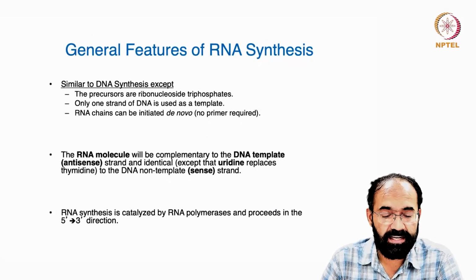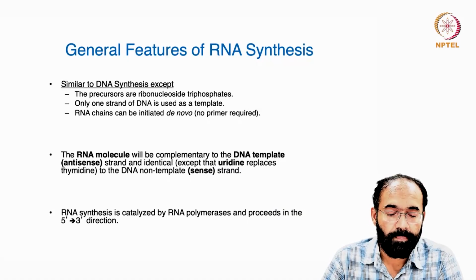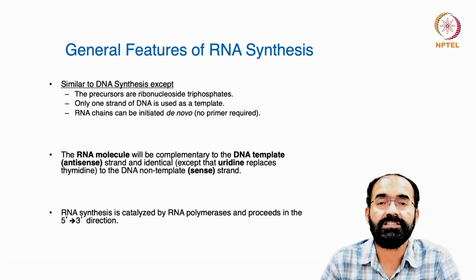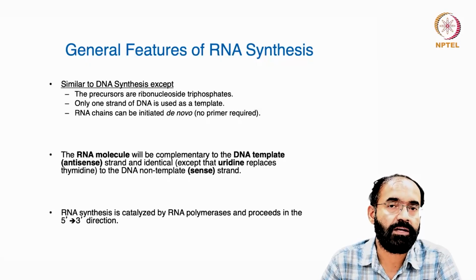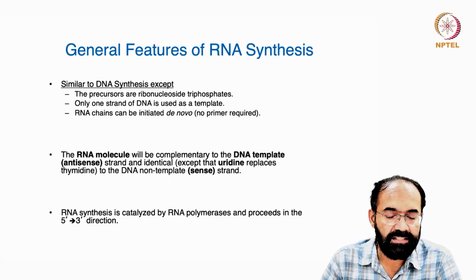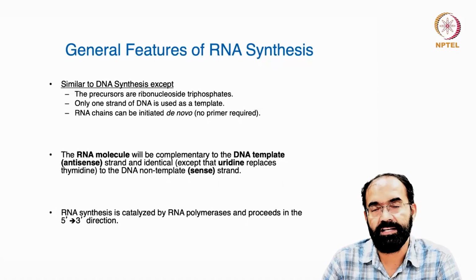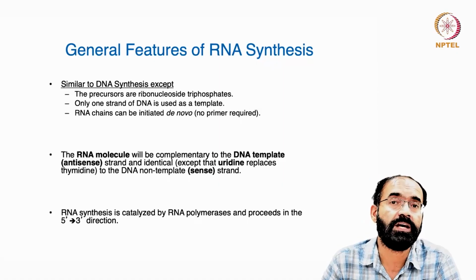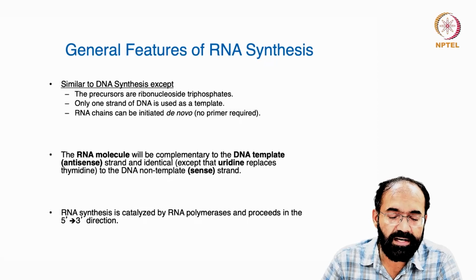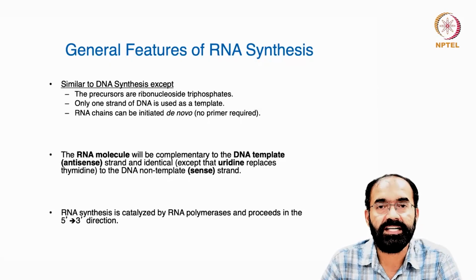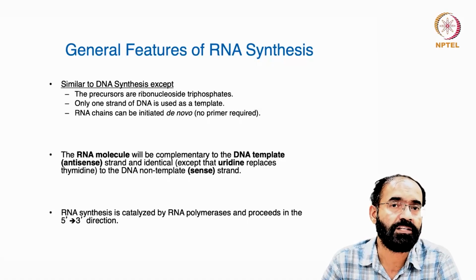Now, if you look at the general features of RNA synthesis, it is very much similar to that of DNA synthesis. That means in DNA synthesis, both the strands act as the template. It has to make a copy of itself. So the precursors are ribonucleoside triphosphates, unlike deoxyribonucleoside triphosphates in the case of DNA synthesis, because here we are producing RNA. Only one strand of DNA is used as a template, another difference. And RNA chains can be initiated de novo, that means no primer is required, because genes can be located in different parts of the genome.